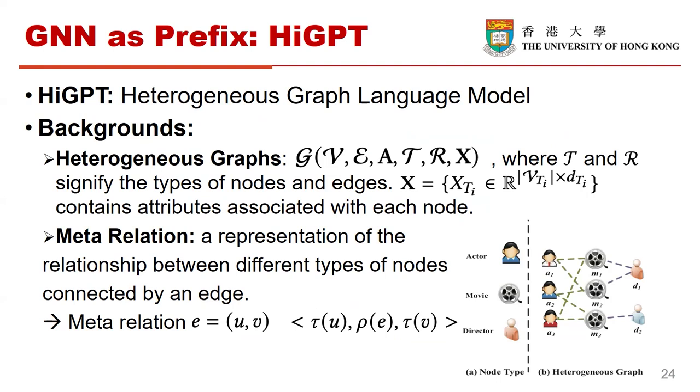In heterogeneous graphs, there is the meta relation, which is a representation of the relationship between different types of nodes connected by an edge. For example, a meta relation is e = (u, v), and the meta relation could be the type of node u, the type of the edge e, and the type of node v. That is an example of the meta relation. So I think everyone now knows what a heterogeneous graph is.